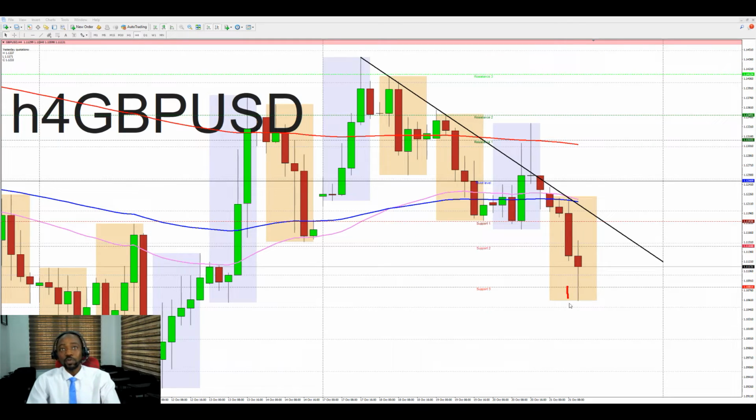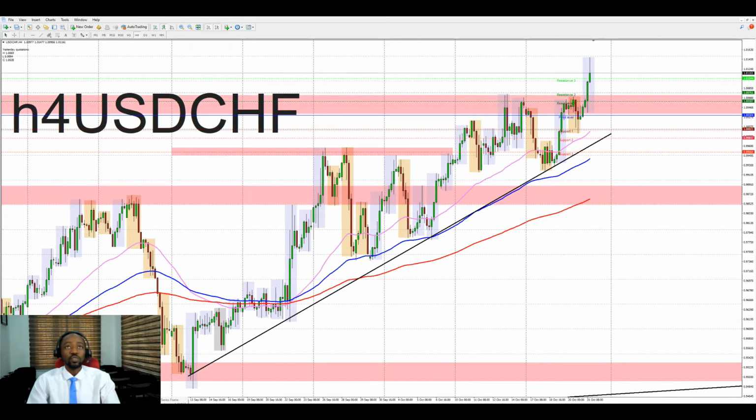Okay, and if it does break below, we may see prices plunging lower to about 1.09260 levels. Okay, but on the flip side, we'll have a trend line here, and if price breaks above, we may see price breaking above the pivot level and advancing upwards. Of course, we may be targeting this area of resistance. All right, let's look at the next currency pair here, the USD CHF.